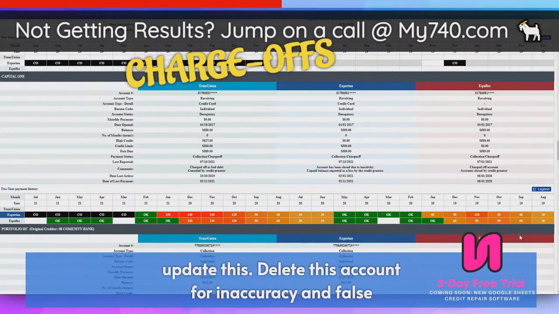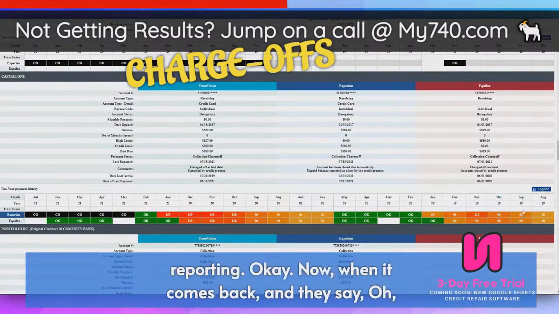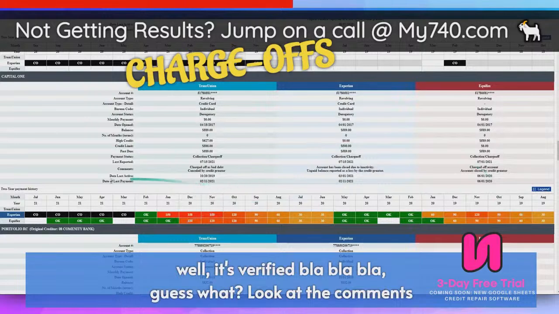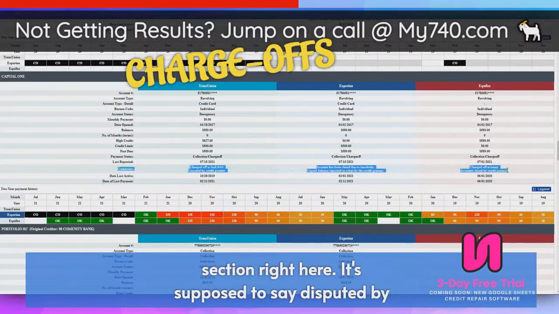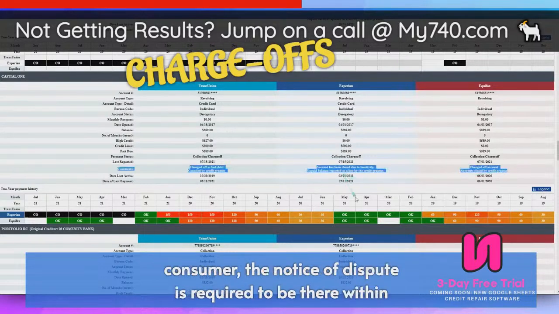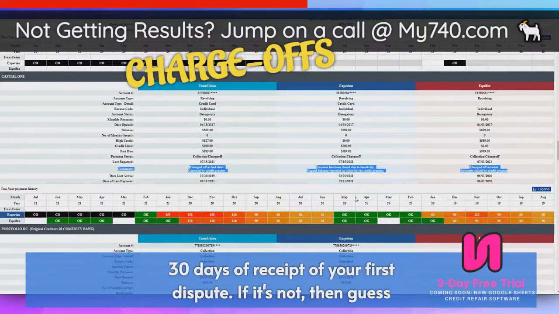There's no way to update this. Delete this account for inaccuracy and false reporting. Okay. Now, when it comes back and they say, oh, well, it's verified, blah, blah, blah. Guess what? Look at the comment section right here. It's supposed to say disputed by consumer. The notice of dispute is required to be there within 30 days of receipt of your first dispute.